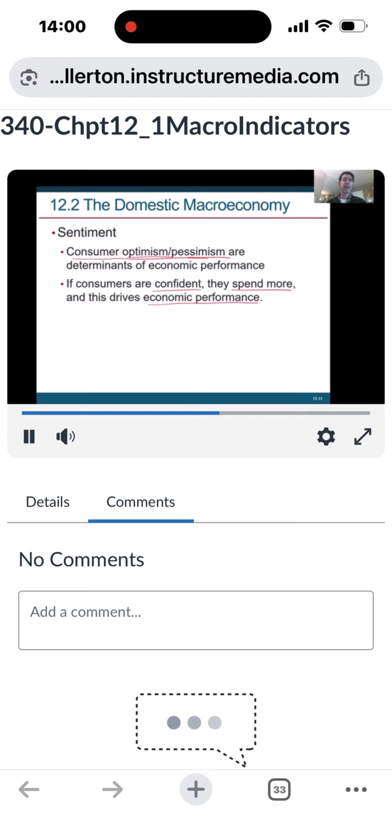So by just going out and asking people their sentiment on their own personal situation, on the economy, they can get a sense of whether people are confident and might spend more, or whether they are pessimistic and might pull back on their spending. Okay, so that's what this says here. If consumers are pessimistic, they spend less. This negatively affects business performance.